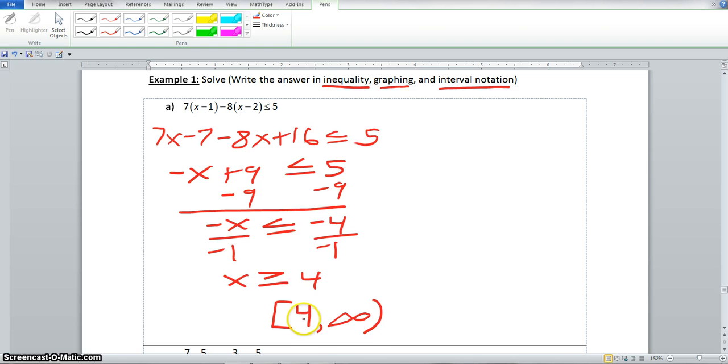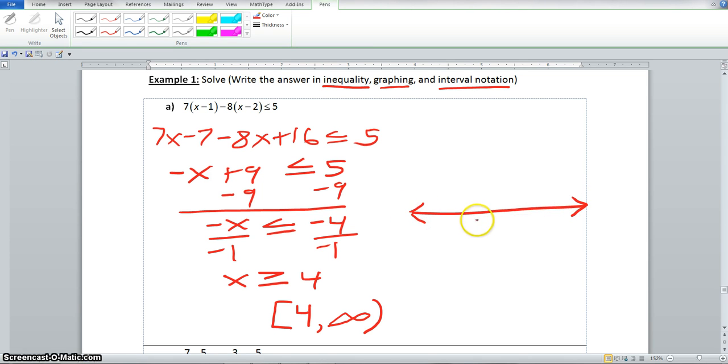So it's positive 4 all the way to infinity, because this is x is greater than or equal to 4. So 4 would be the lowest included number, and it will keep going on forever. Now, if you want to see this visually or graphically, this is how we would do it.